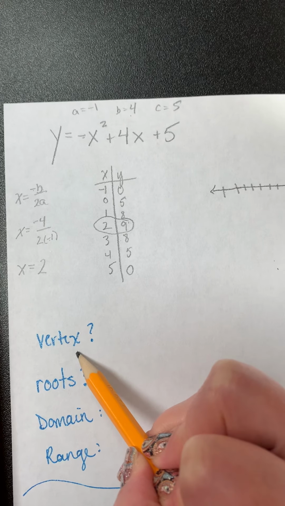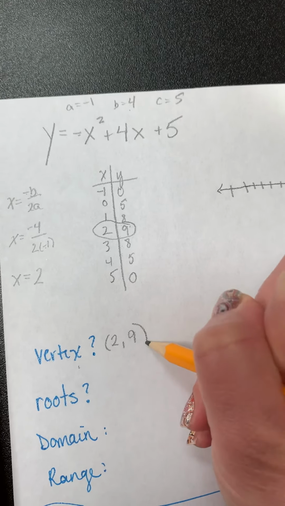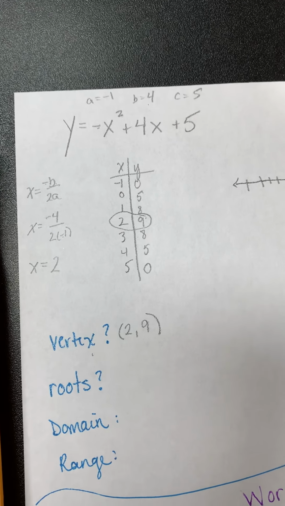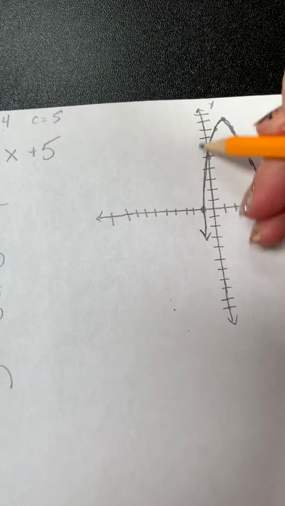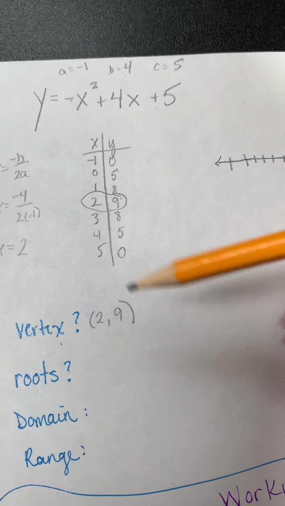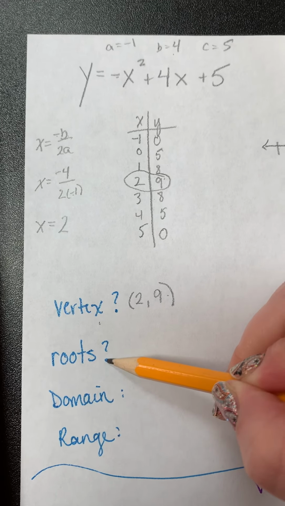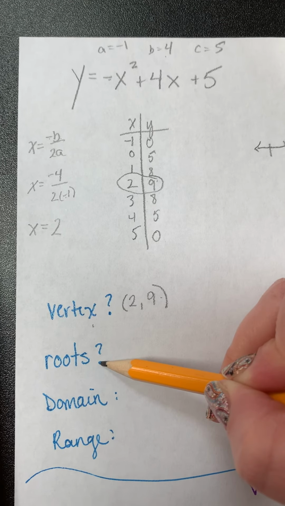A vertex is the same thing as the turning point, which means the answer needs to be a whole point, not just a number, okay? That point where it changes from going up to going down or going down to going up, that is the vertex.